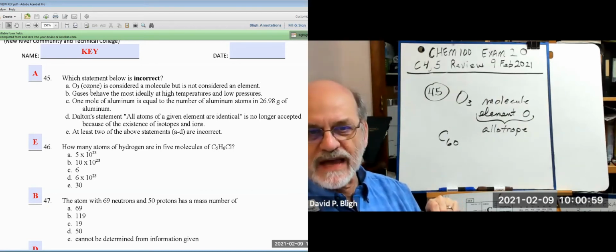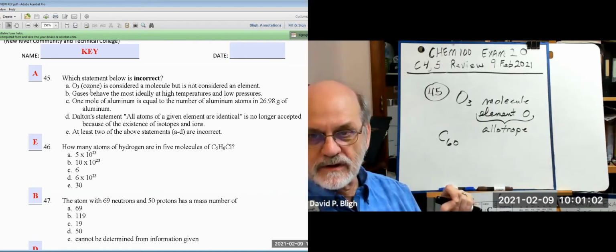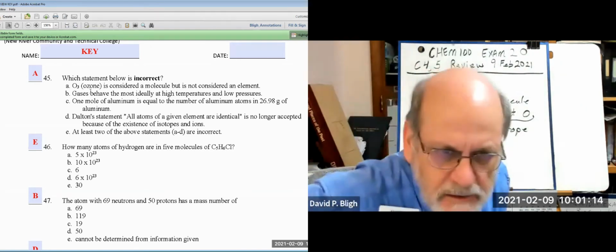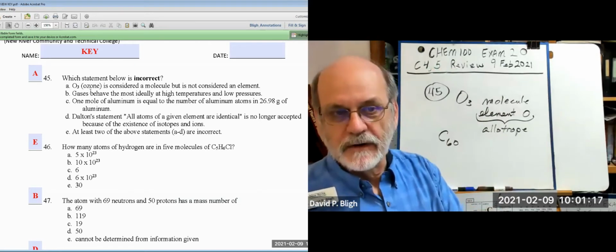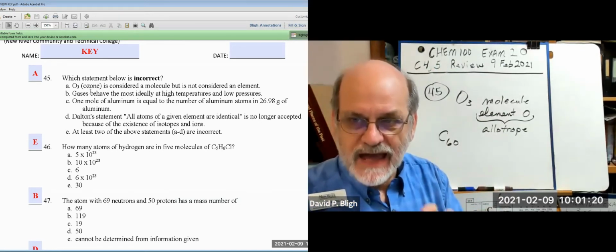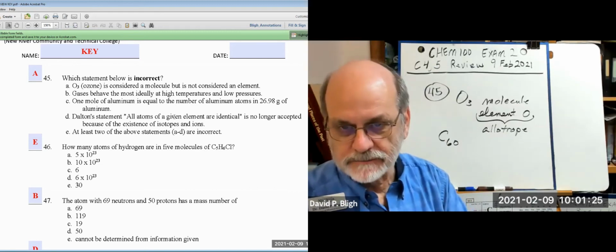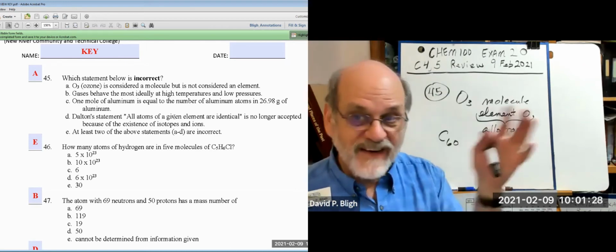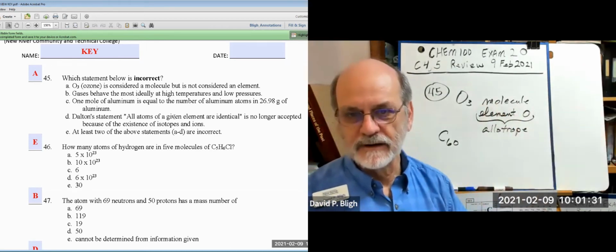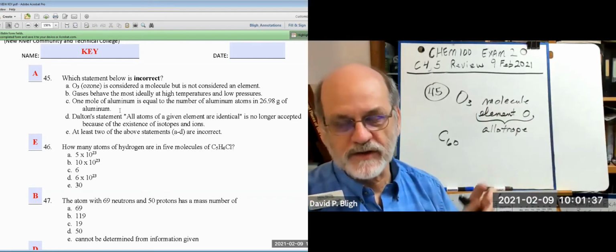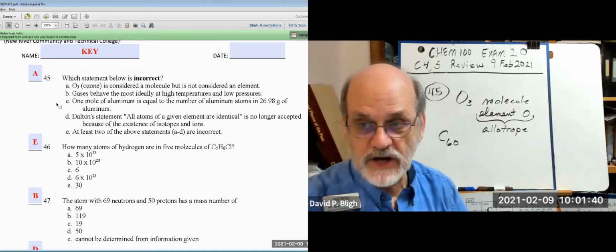How about B? Gases behave the most ideally at high temperature and low pressure. I don't know why I stuck that one in there. We haven't spent a lot of time on gases. Okay, I'll just tell you right now. That's true. Gases behave ideally at high temperature and low pressure. So they're moving really fast and they're far apart. You have to take my word for it at this point. I'll explain it later when we get to the chapter on gases.